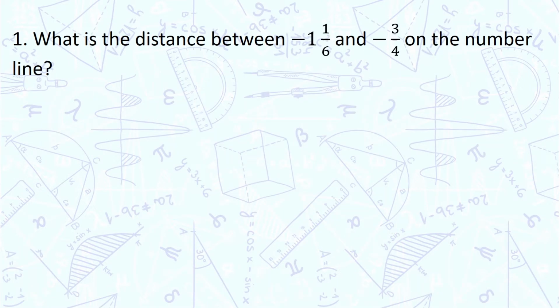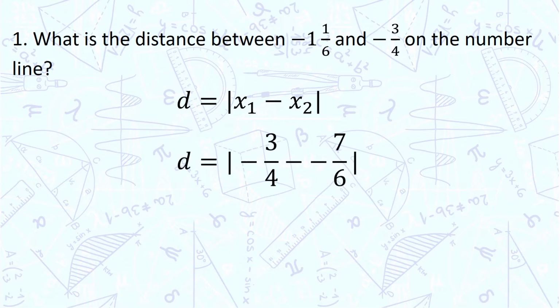Let us begin. Question number 1. What is the distance between -1 and 1/6 and -3/4 on the number line? The distance between 2 points on the number line is given by the formula d is equal to the absolute value of x1 minus x2, or absolute value of x2 minus x1. So let us substitute the given points.